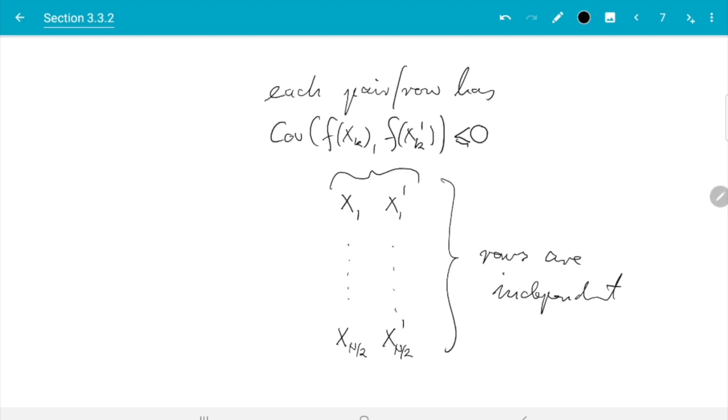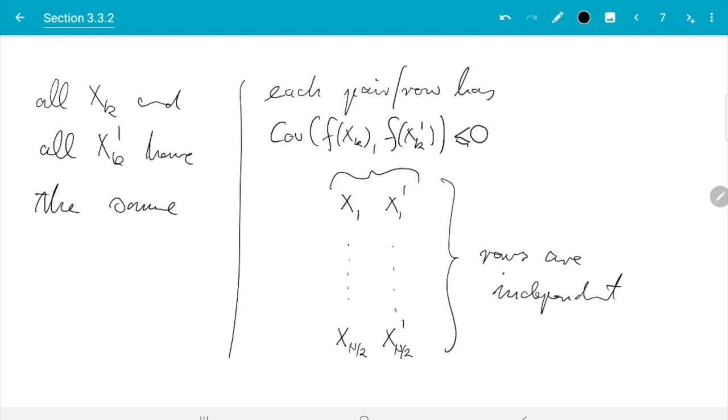I write that on the left. All xk and all xk prime have the same distribution as x does. So we still have copies of x, only they are no longer independent. And now the question is, what happens with this special structure?